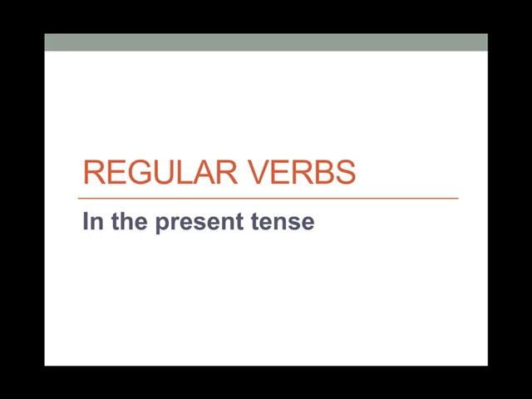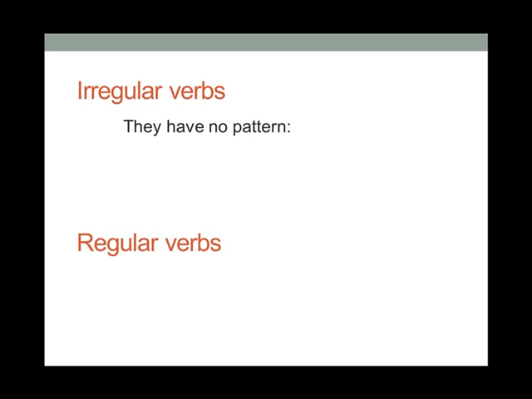The conjugation of regular verbs in the present tense. As you already know, verbs are divided into two sections: irregular verbs and regular verbs. Irregular verbs are those that do not follow a pattern when conjugated. So let me give you an example. I think, I thought. There's really no pattern for that conjugation. While regular verbs do follow a pattern.